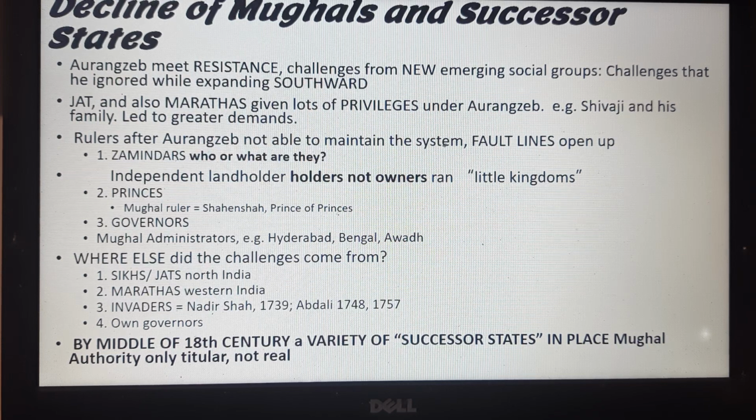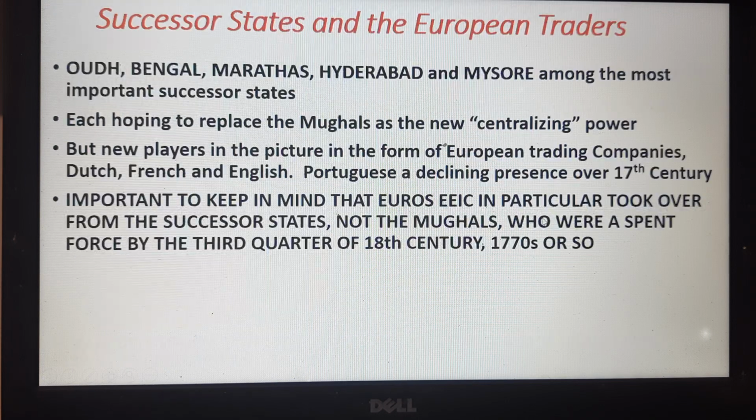By the middle of the 18th century, a variety of successor states were in place, and Mughal authority was only titular, and it was not real. Among the successor states we have Awadh, Bengal, Marathas, Hyderabad, and Mysore as the most important, because they became the important centers from where the Mughal Empire faced revolt. Each hoped to replace the Mughals as the new centralizing power. So now they wanted to replace the Mughals and settle themselves at that high point.